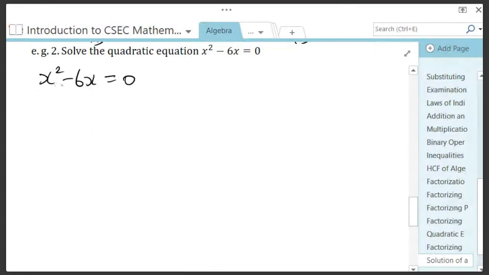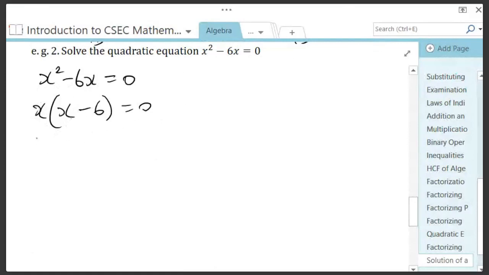Okay, so we need to use the HCF here to factorize this. The HCF of these two terms here is x. So x squared divided by x here is x. Minus 6x divided by x here is minus 6. This is equal to 0. So what we do here is that we take each of these terms here, the HCF here and what's inside of the bracket, and place it equal to 0.